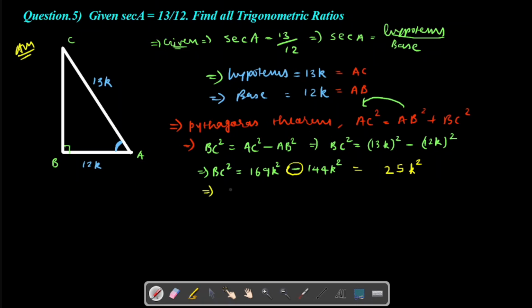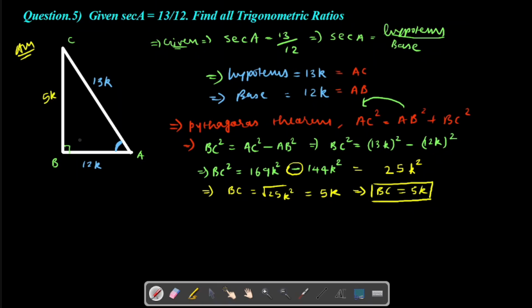Oh, it's very easy, because we already know that BC is equal to what? Under root 25k square. And we already know that 25 is the square of 5. So we can write it as 5 and k square becomes k. So we have already found our value for BC, which is 5k. So the value of BC is a multiple of 5. Just write it here: BC becomes 5k.